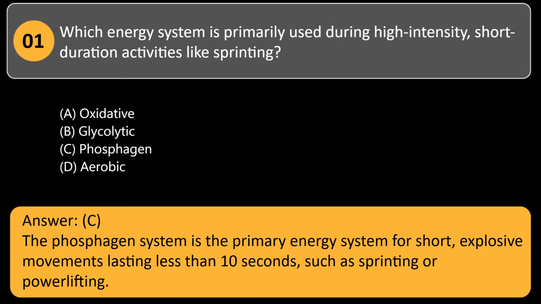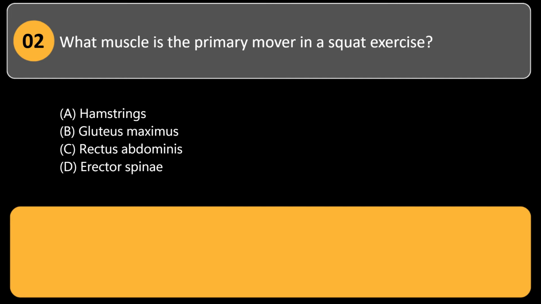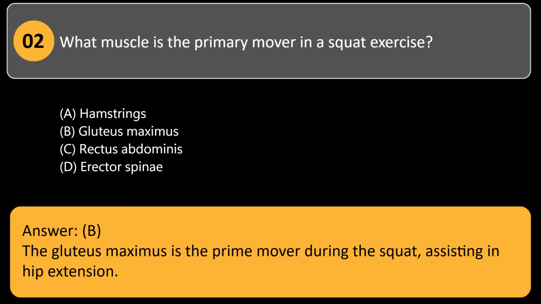or powerlifting. What muscle is the primary mover in a squat exercise? A. Hamstrings. B. Gluteus maximus. C. Rectus abdominis. D. Erector spinae. Answer: B. The gluteus maximus is the prime mover during the squat, assisting in hip extension.